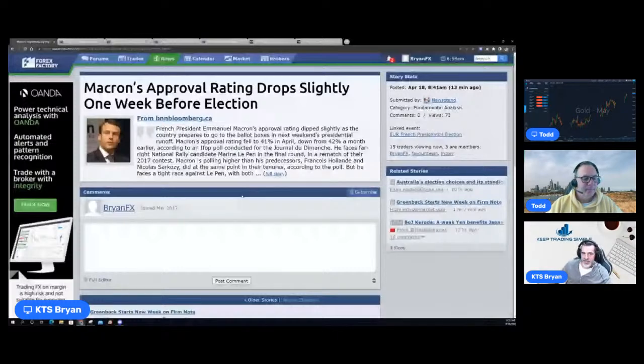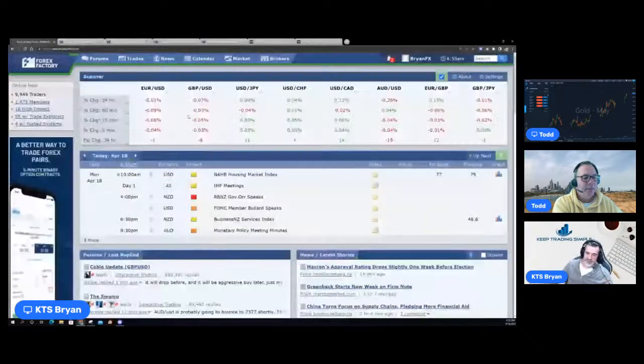And again, with his approval rating dropping, this will go from a left candidate to, I would say, almost an extreme right. She's considered more of an extreme conservative. It would definitely have some interesting repercussions for France. We'll see. Right now, the election is still a week away.